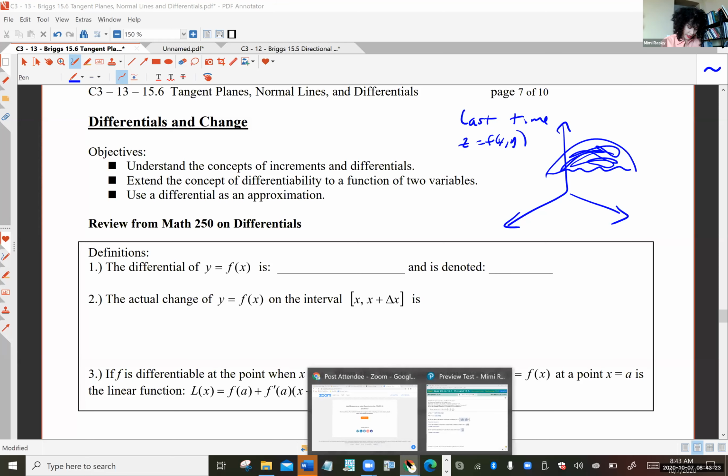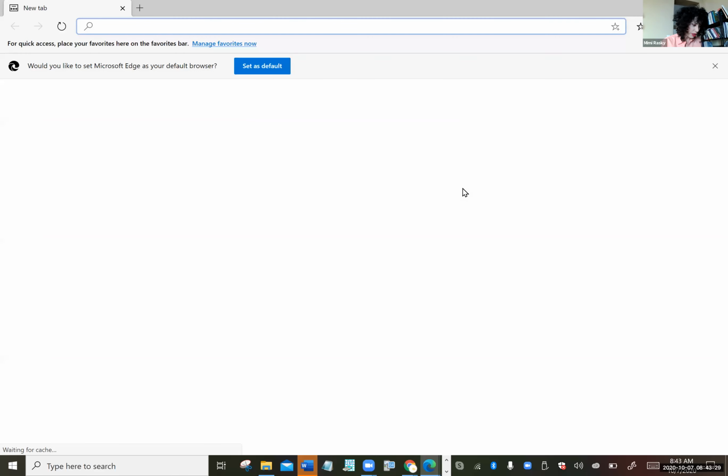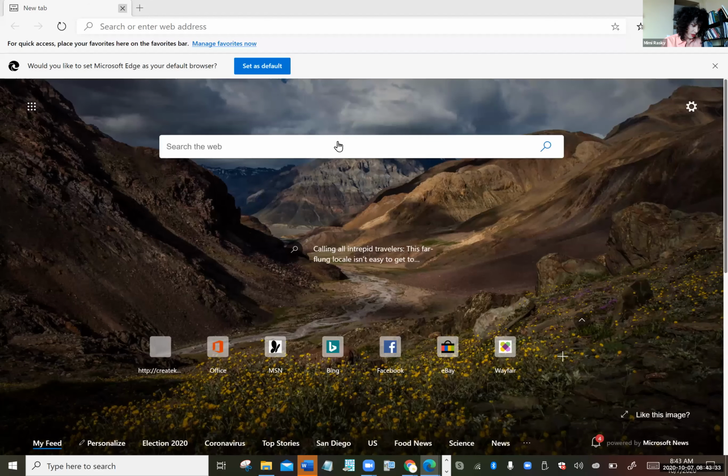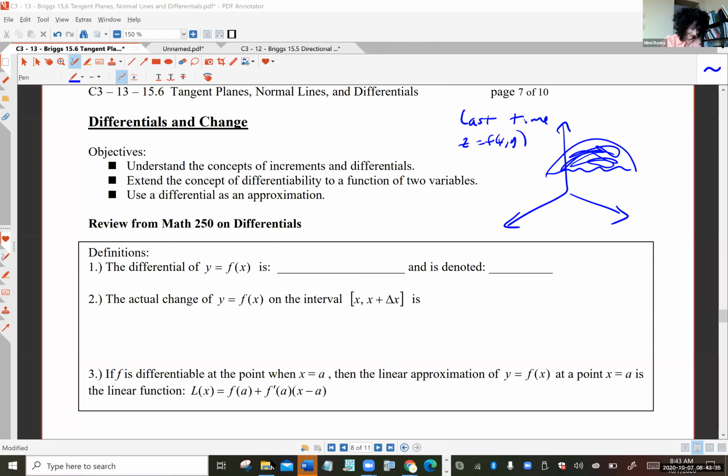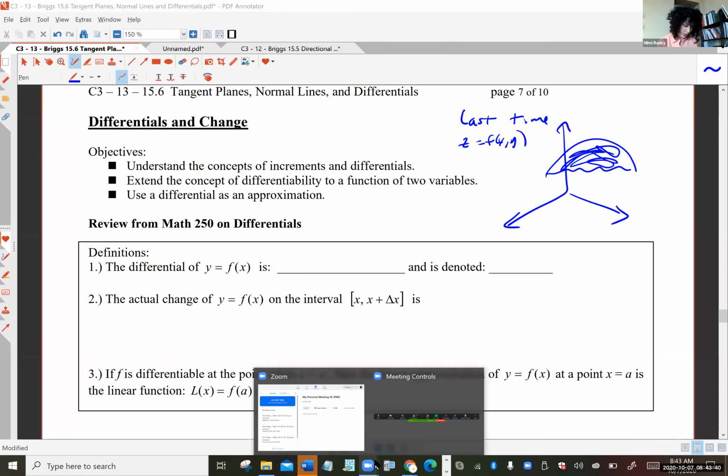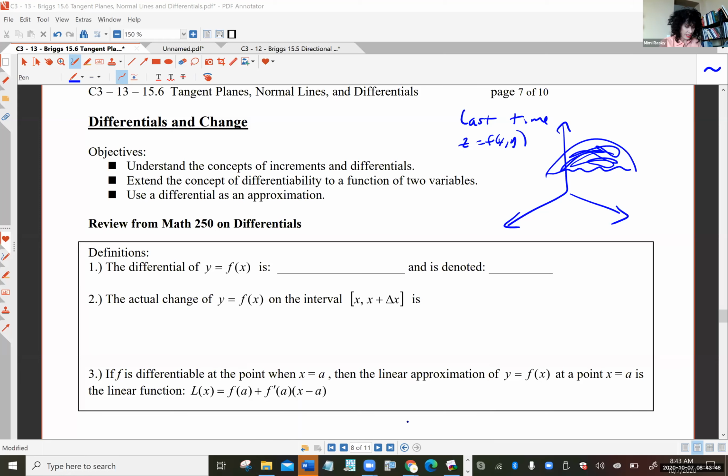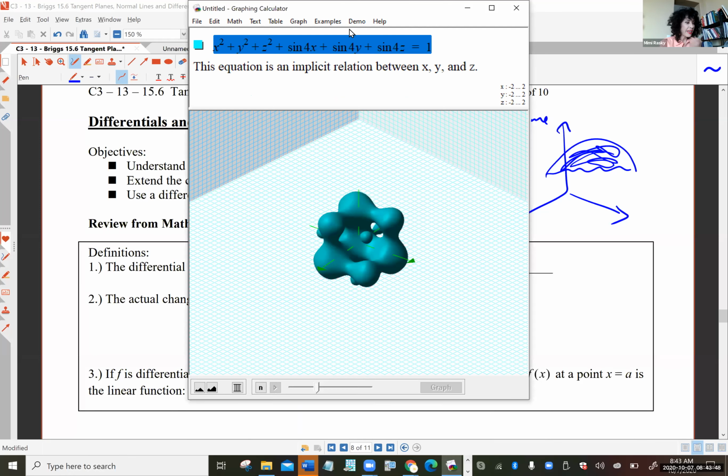Let me just see if I... nope, that wasn't what I wanted to do. Nope, I didn't want that either. Let's see, I had it up and it disappeared. Okay, hang on a second because I wanted you to see some really fun surface. And it looks like, oh, here it is. That one. Can you guys see that okay on your screen?